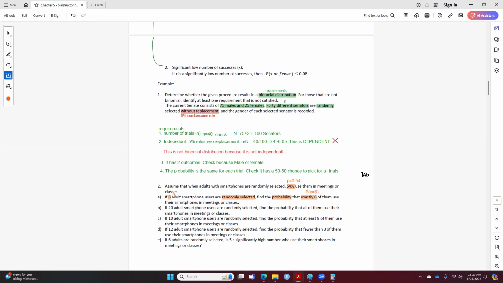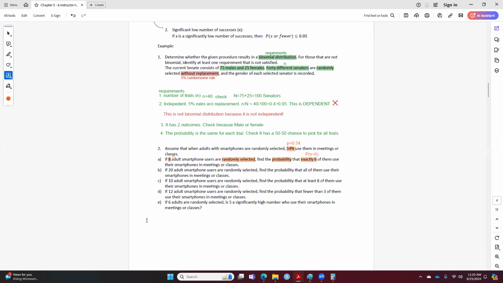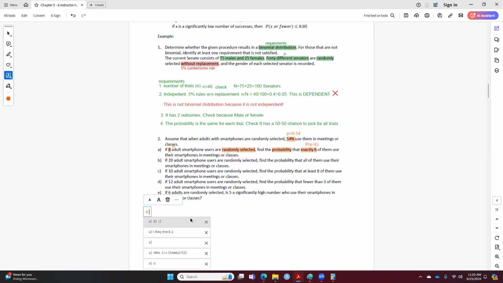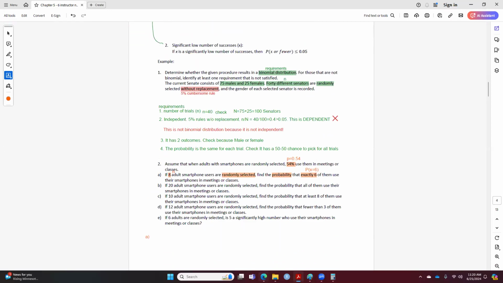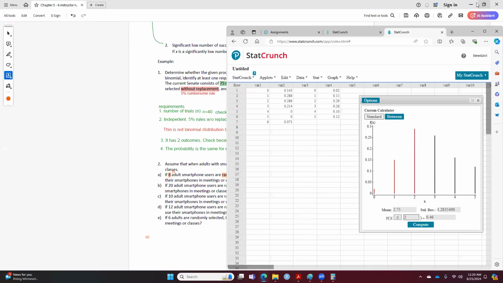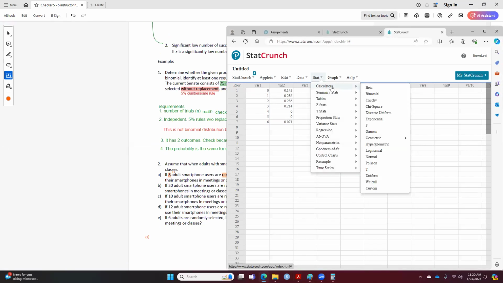Okay. So now I'm going to teach you how to use your StatCrunch to figure this one out. You have to go to Stat, Calculators, Binomial. So go to your StatCrunch. Okay, we don't need this anymore. We go to Stat, Calculators, Binomial. So on 5.1 we do custom, and 5.2 we do binomial.